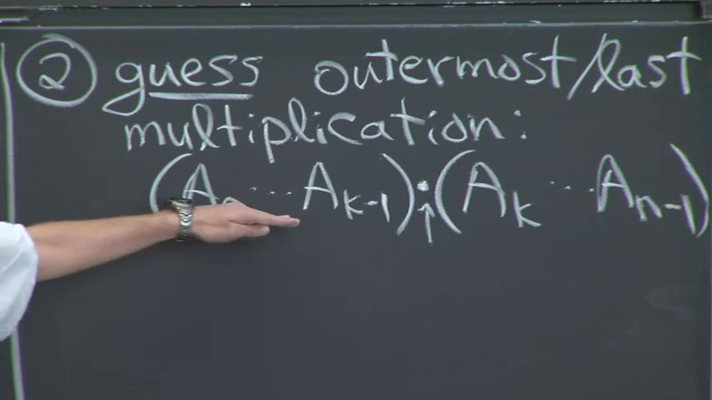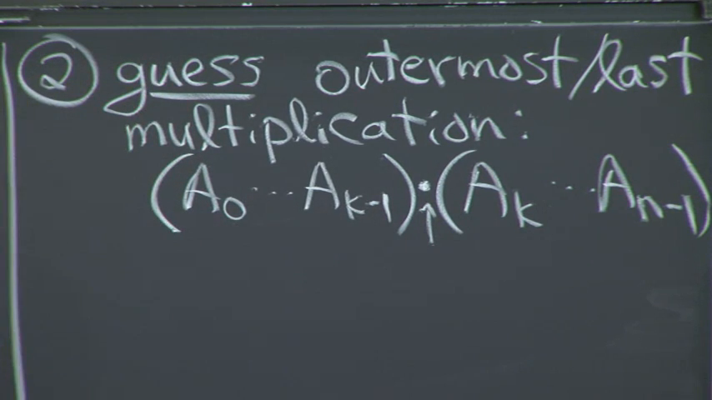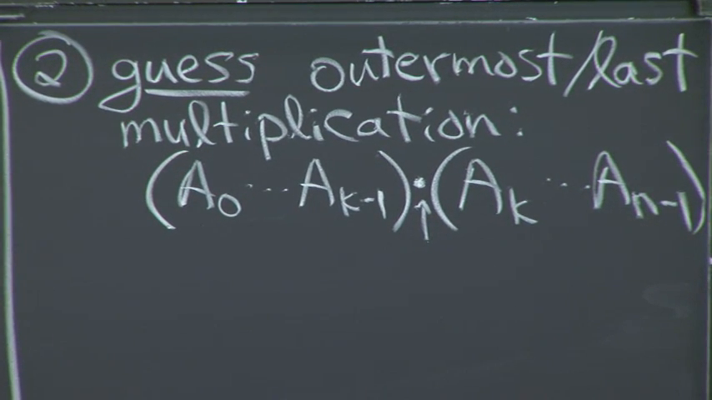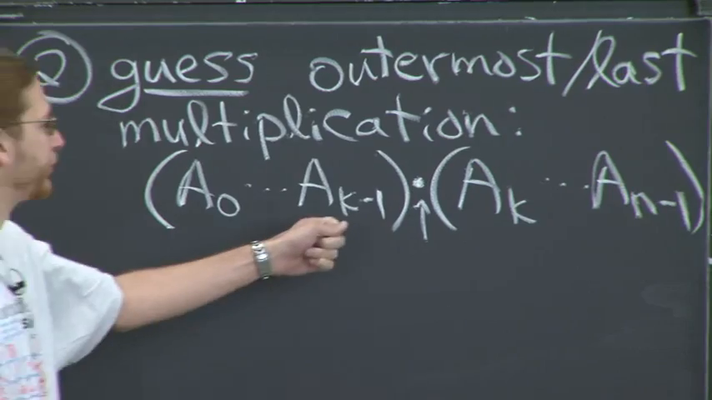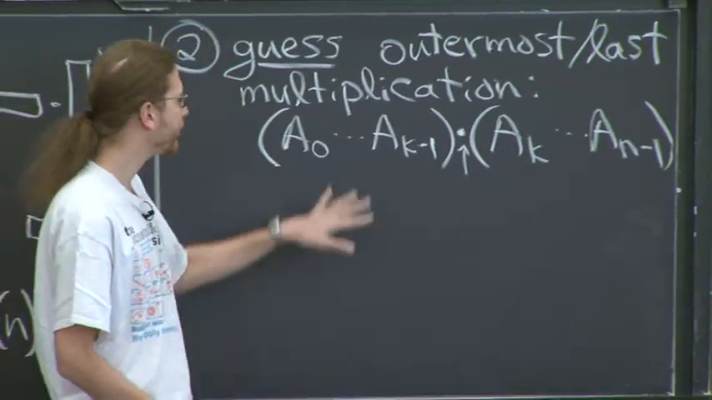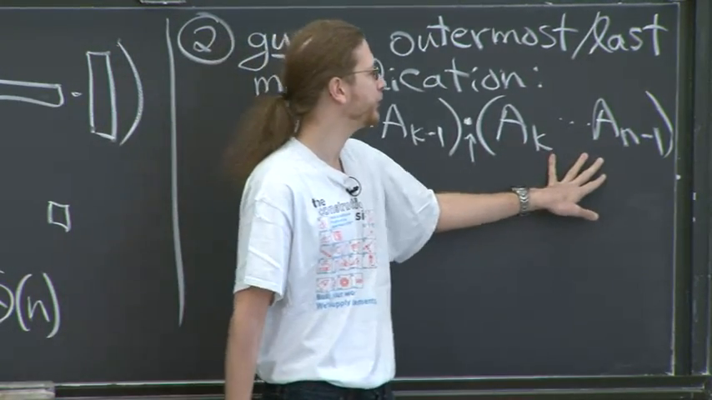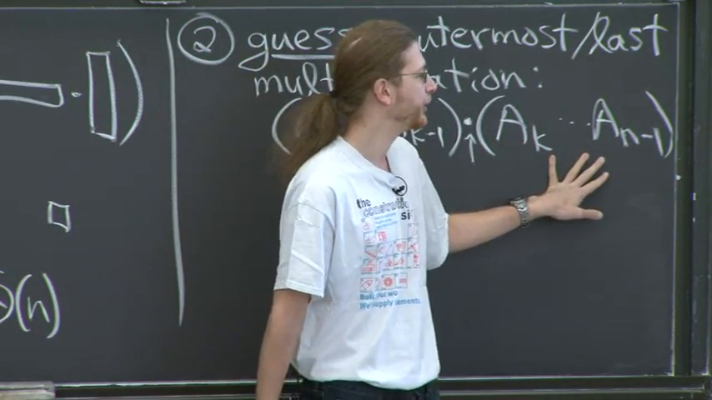So now we have two subproblems. Somehow we want to multiply this. Somehow, I mean, there's got to be some last thing you do. I don't know what it is, so just guess it. Try all possibilities for k. It's got to be one of them. Take the best. If somehow we know the optimal way to do a0 to k minus 1 and the optimal way to do ak to an minus 1, then we're golden.